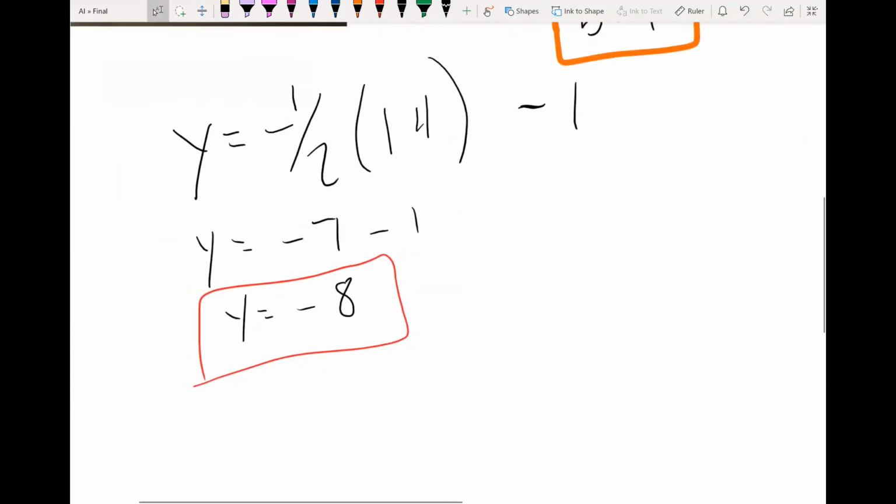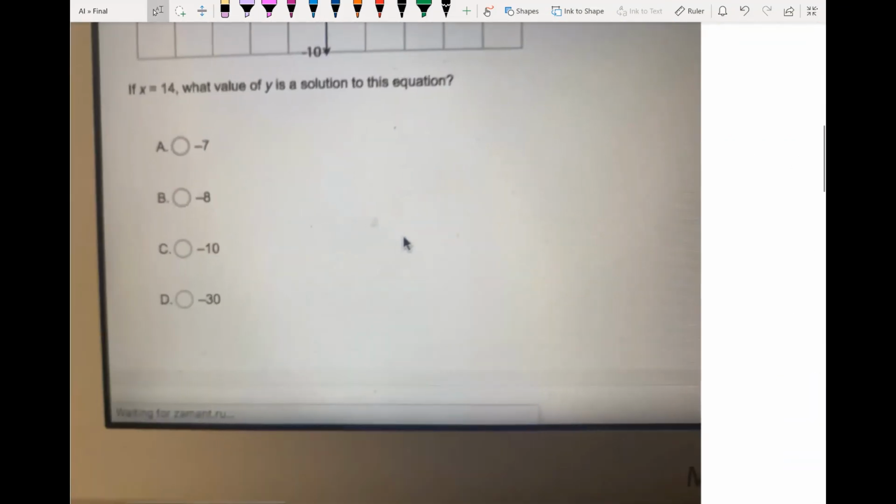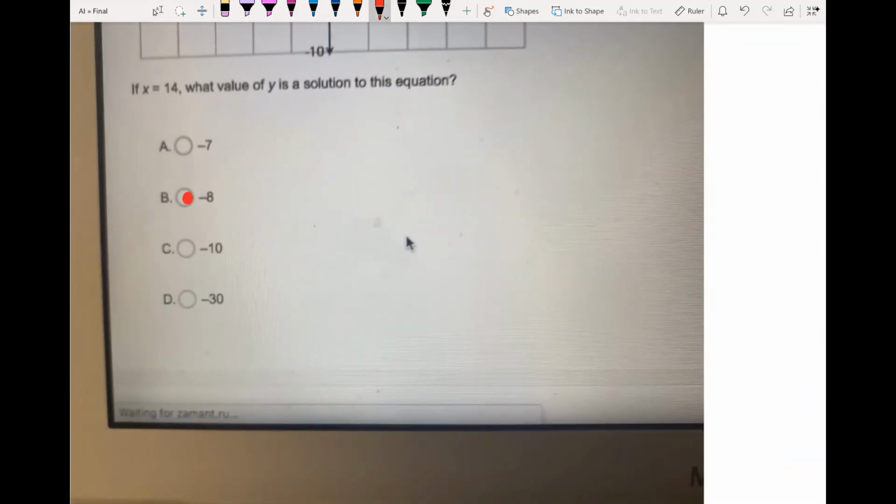y is equal to -8. Boom. Just fill it in. And there you have it.